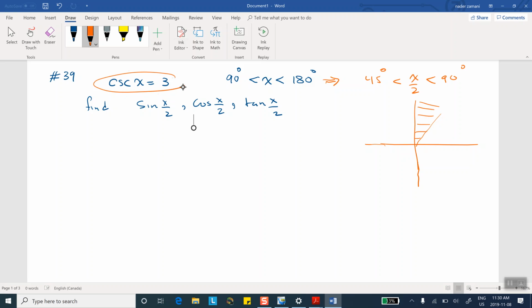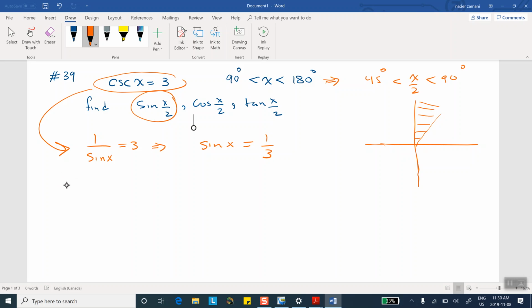Okay, let's start here. First of all, cosecant of x is 3. That means 1 over sine of x is 3. And therefore, sine of x is 1/3. Okay, so let's start with finding sine of x over 2.